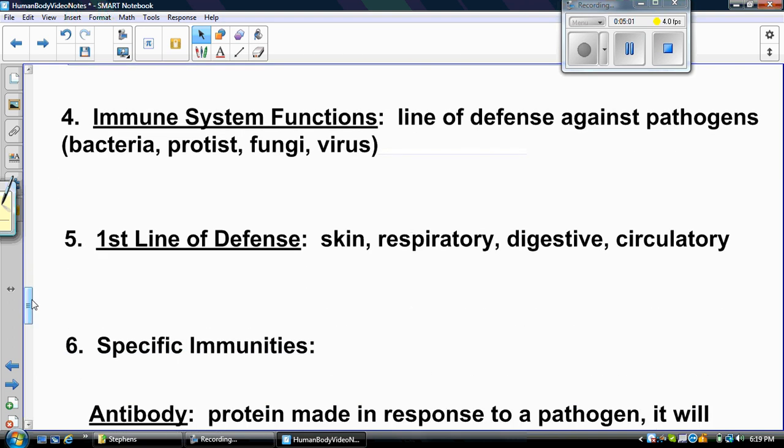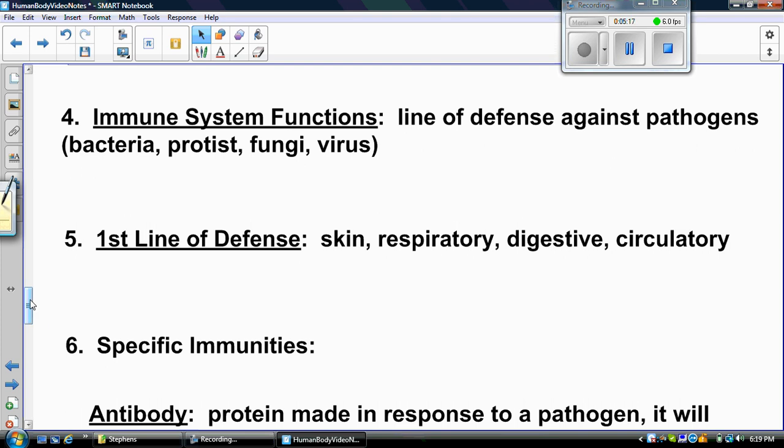Okay, the last system we're going to talk about is your immune system. Your immune system is a line of defense against pathogens. Remember, pathogens are anything that can cause a disease. Pathogens can be bacteria, protists, fungi, and viruses.